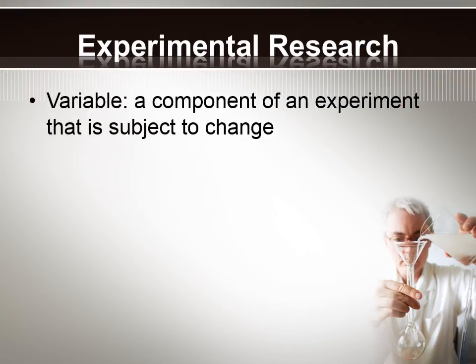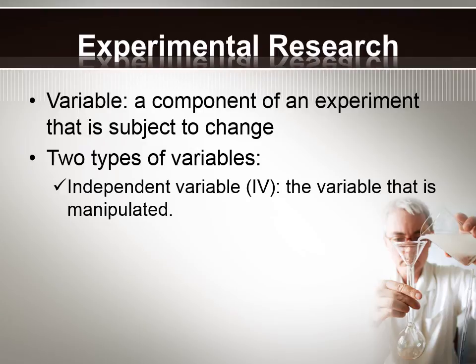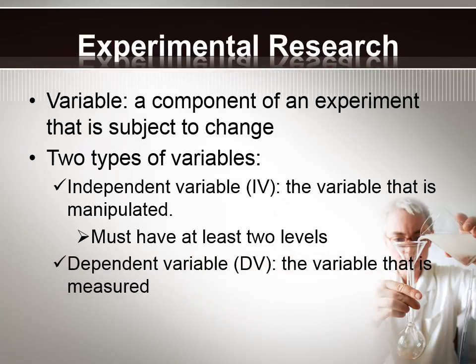We mentioned variables in the first slide, and we've talked about them before, but let's revisit them in some detail here. There's two different types of variables that are included in experiments, and the first type is the independent variable, the variable that's manipulated. And you must have at least two levels in order to tell if you've actually made a difference with your independent variable. And then you have the dependent variable, and that's the variable that we actually measure.